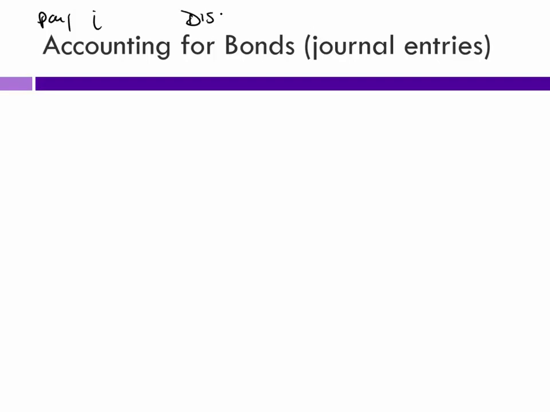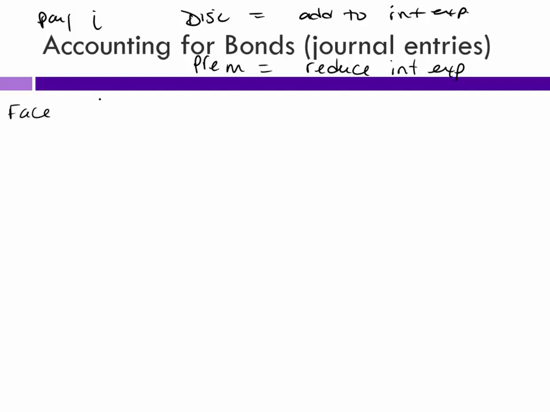If we issue the bonds at a discount, this is going to add to our interest expense over the life of the bond. And if we issued the bonds at a premium, that's going to reduce it. We'll use the extra money we got to offset that interest, so that will reduce the interest expense over the life of the bond. So I'll show you how that works. If I issue the bond at face value, I don't have to worry about it.